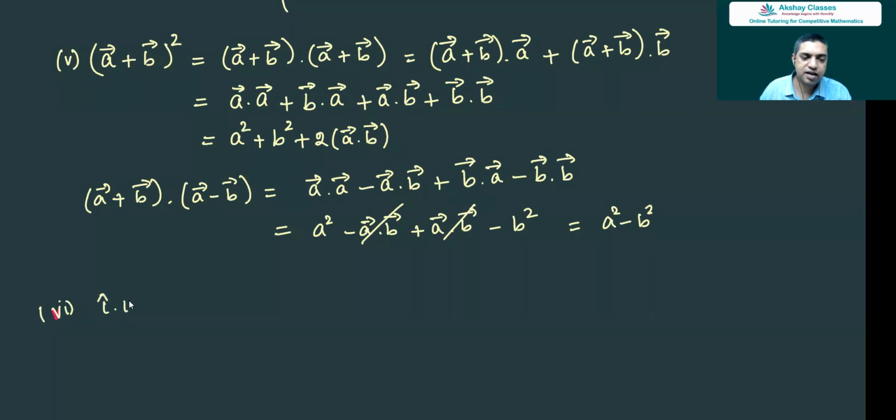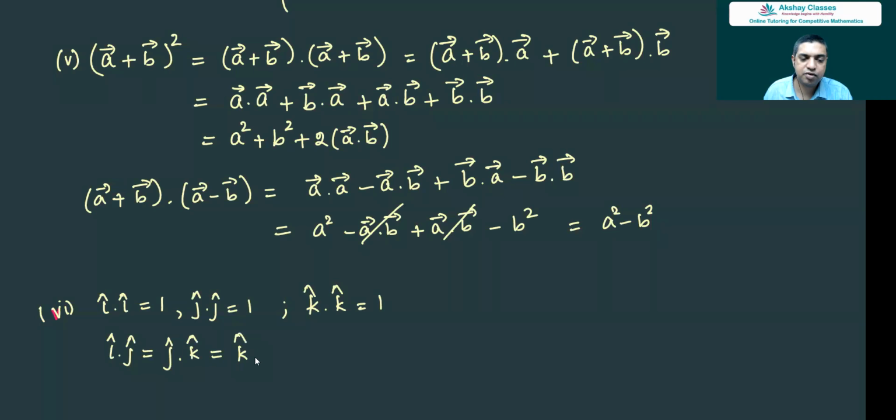So I dot I will be 1 into cos 0. J dot J is 1 into cos 0. K dot K is 1 into cos 0 again. So I dot I, J dot J, K dot K is 1. So I dot J is equal to J dot K is equal to K dot I is equal to 0.